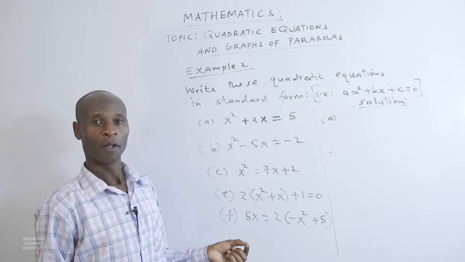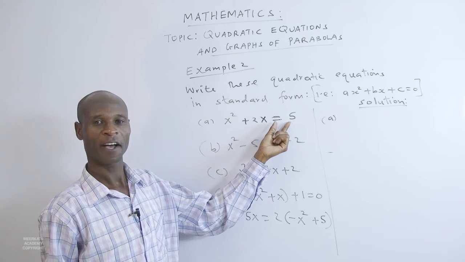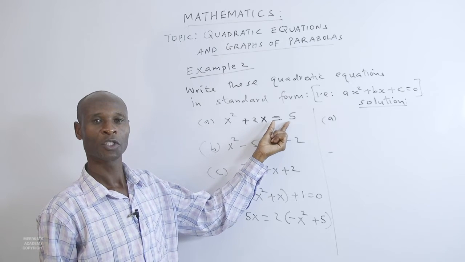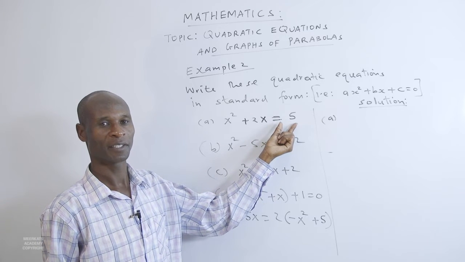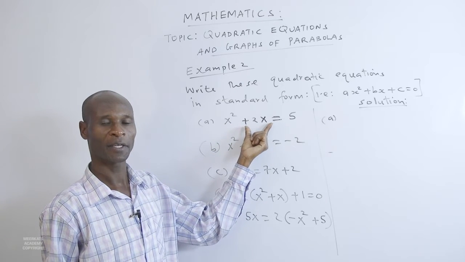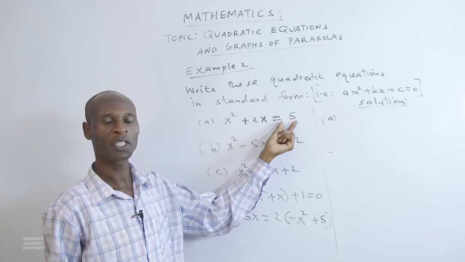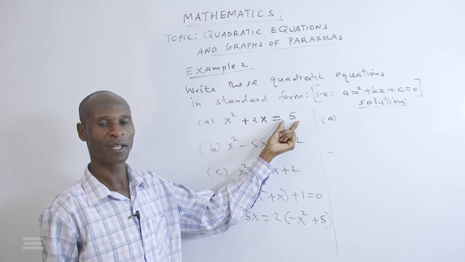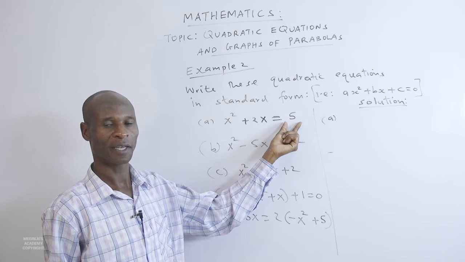Now, I believe after trying part A, you have established that the first thing you do is to collect all the terms to the left-hand side so that we remain with a 0 on the right-hand side. To do that for part A, we need to study that particular equation, and having studied it, we realize that the constant term, which is 5, is on the right-hand side. We need to subtract 5 on both sides, that is, left-hand side and right-hand side, so that we remain with a 0 on the right-hand side.